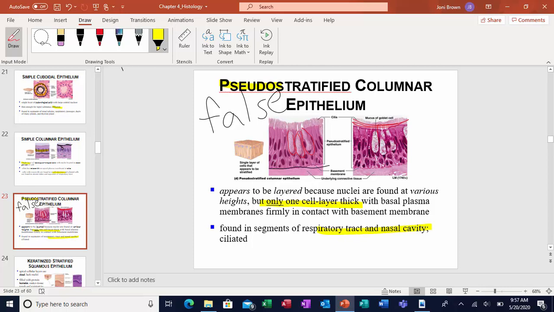So we've talked about four types of one-layered epithelium: simple squamous, simple cuboidal, simple columnar, pseudostratified columnar.